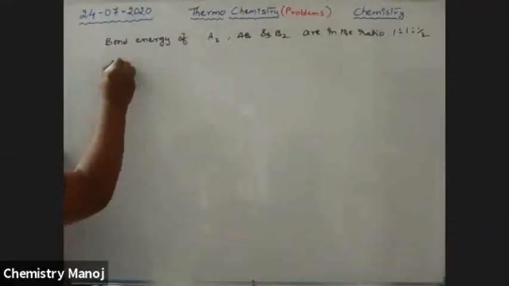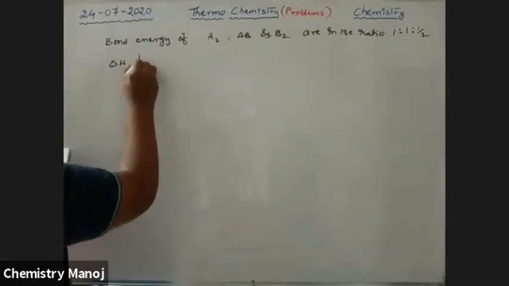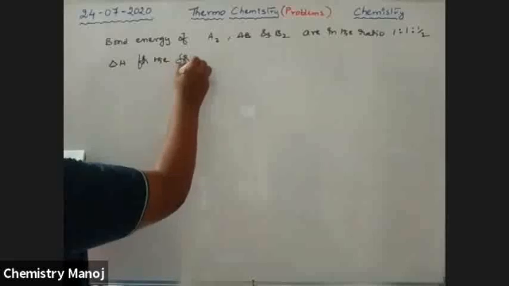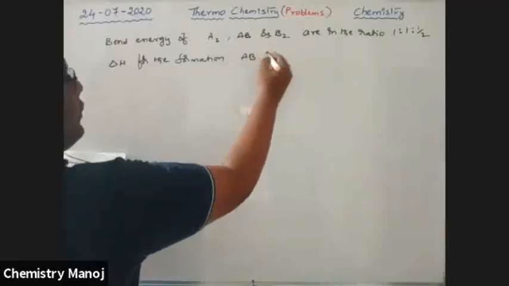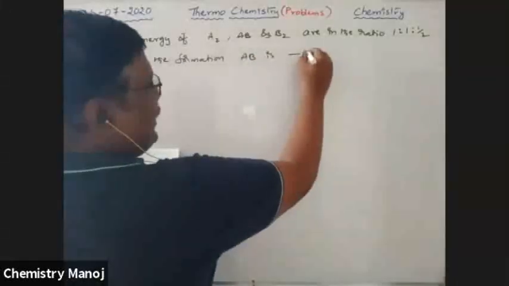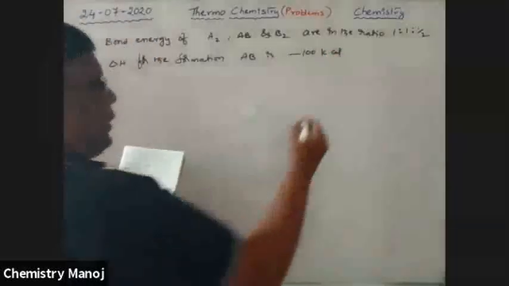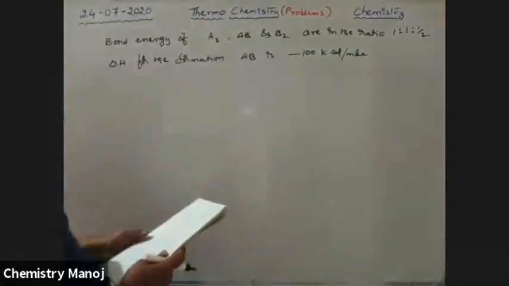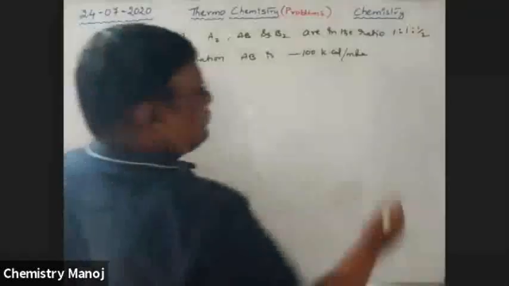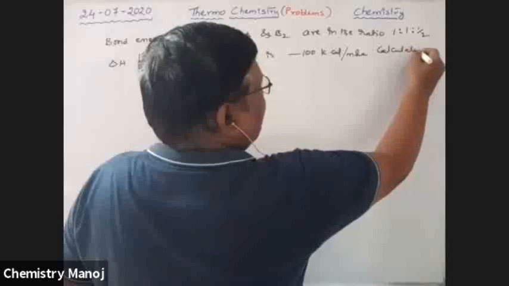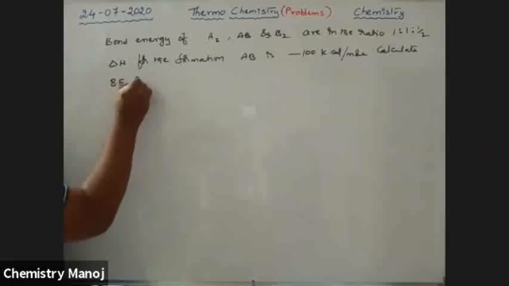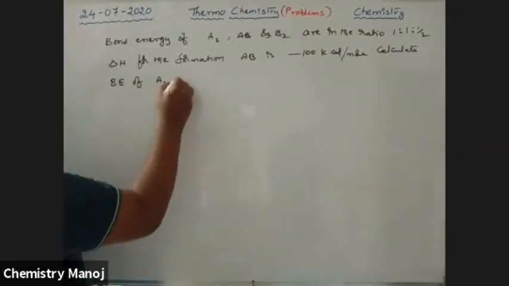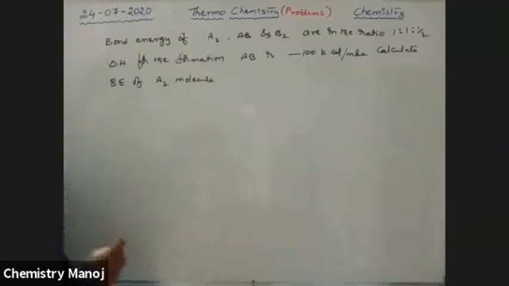Delta H for the formation of AB is minus 100 kilocalorie per mole. Calculate the bond energy of the A2 molecule.